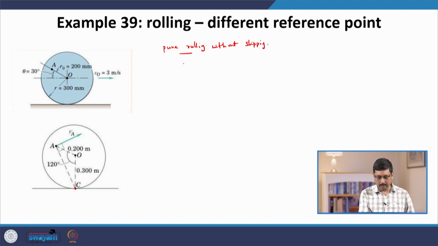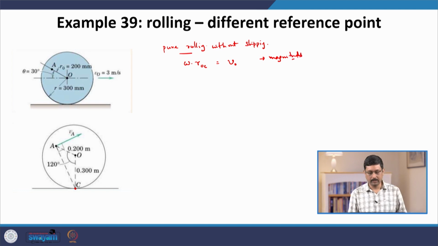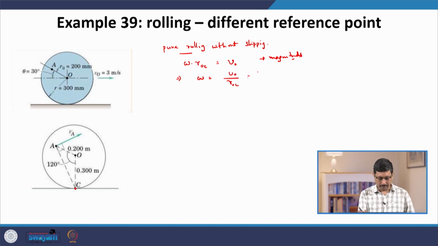We got the relation that omega times R must be equal to V0. These are all magnitudes. This we learned from our last example. So, this gives the angular velocity, which is the same for all the points, assuming this wheel is a rigid body, is V0 divided by R. So, V0 is 3 meter per second divided by R, which is 0.3 meter. So, that means omega is 10 radian per second.